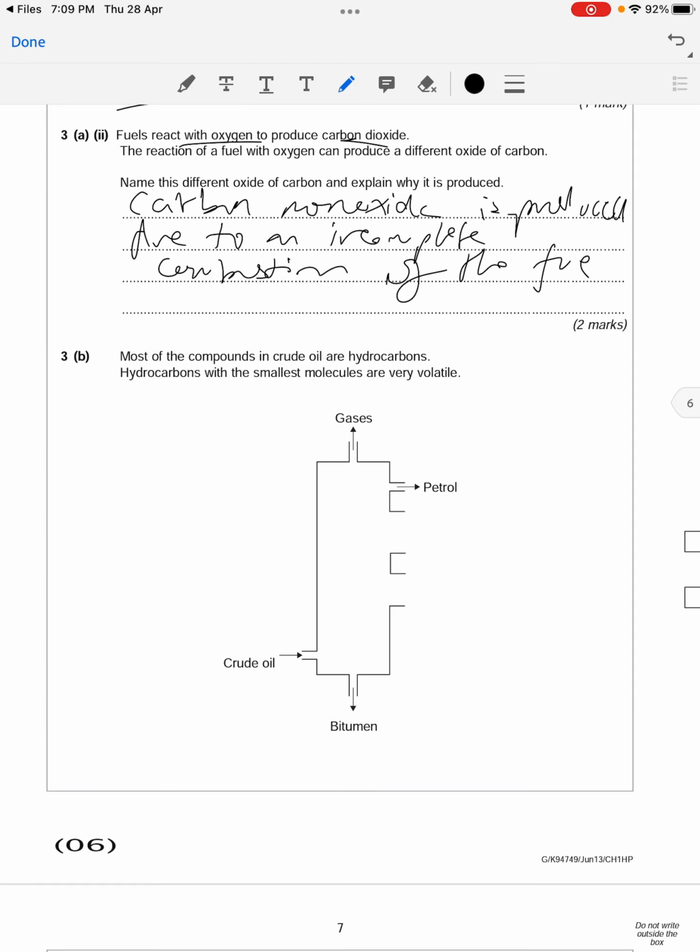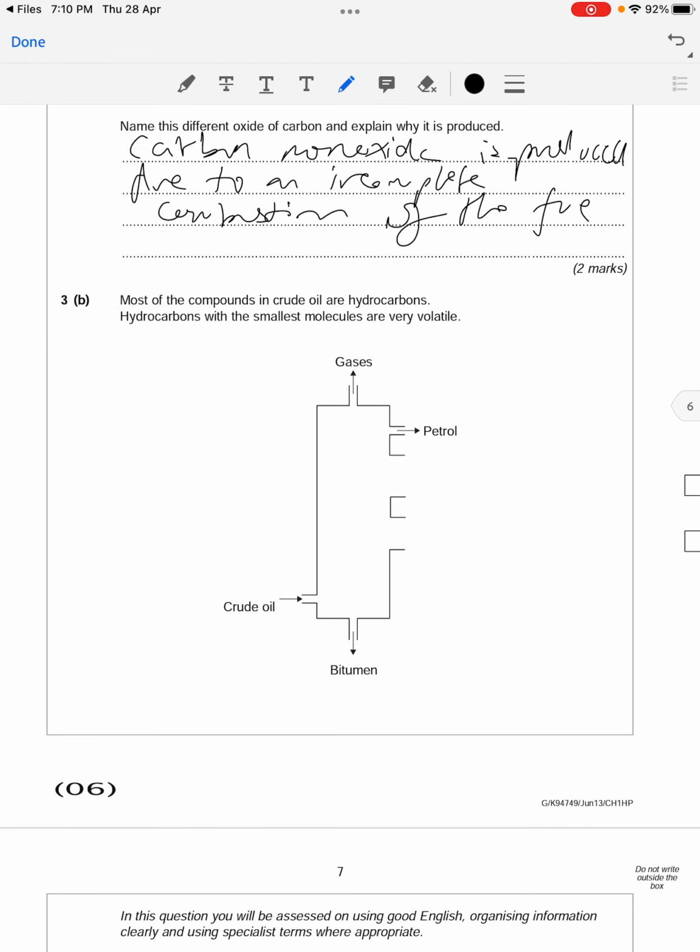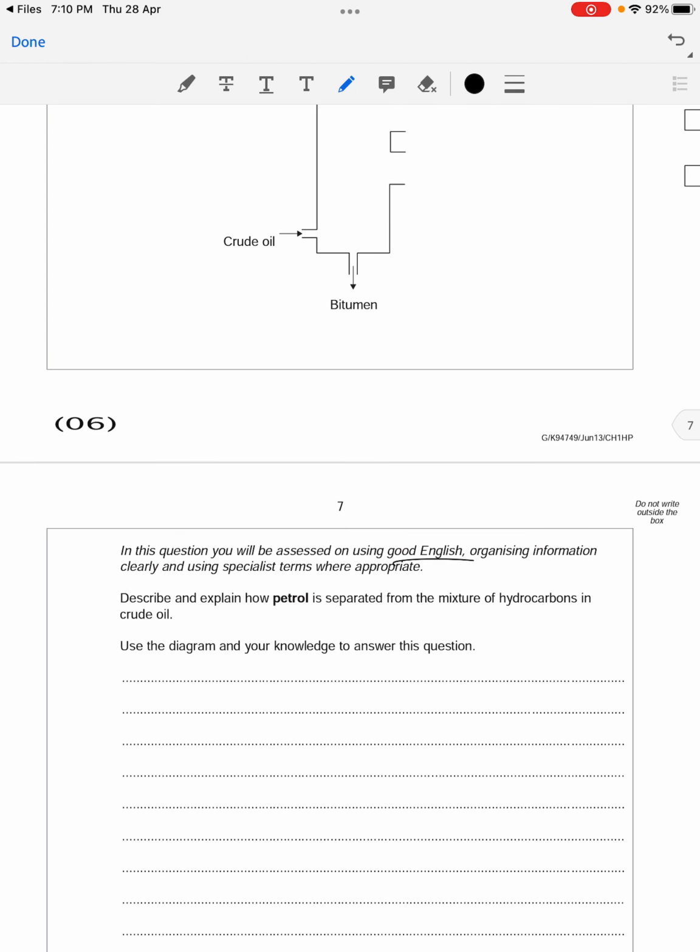Okay, now most of the compounds in crude oil are hydrocarbons. Hydrocarbons with the smallest molecules are volatile. So they show us the diagram. Okay, that's pretty good. Now remember, you have to use good English. That means your sentence structuring has to be right. Okay, you have to use right grammar, right sentence structure. So don't write like small stuff.